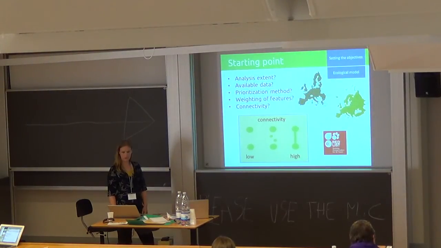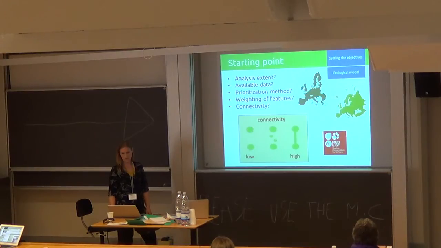So the starting point for the analysis is, of course, setting the objectives and creating your ecological model. You have to think at first what would be the appropriate analysis extent for your analysis. What is really the available data you have? And then you have to think about the prioritization method. Zonation has several methods, and what would be the best for your analysis. And then the fourth question is, do you have a need to weight some features, for example, threatened species or something like that? And also you have to think, is there some kind of connectivity to be considered in the analysis?